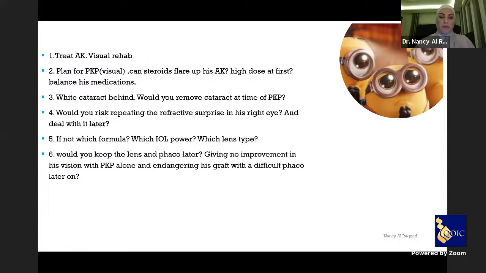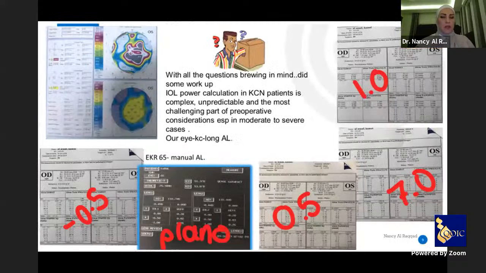And would I keep the lens in the eye, giving no improvement in his vision with PKP alone, and endanger his graft with a difficult phaco later on? All these things just brew in your mind whenever you deal with a patient that needs both refractive elements in his eye, the cornea and the lens, exchanged. So meanwhile, I just wanted to check what results I would have from the IOL Master.